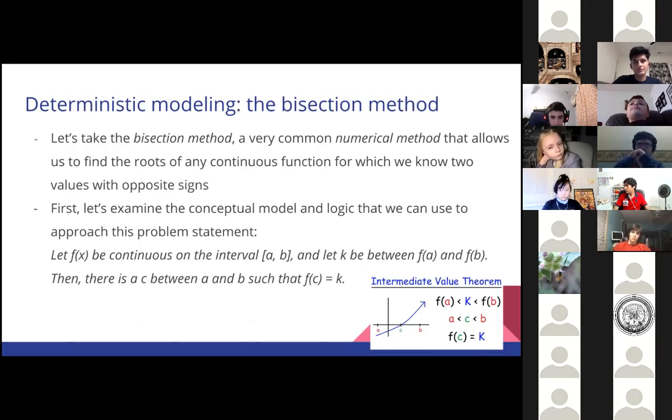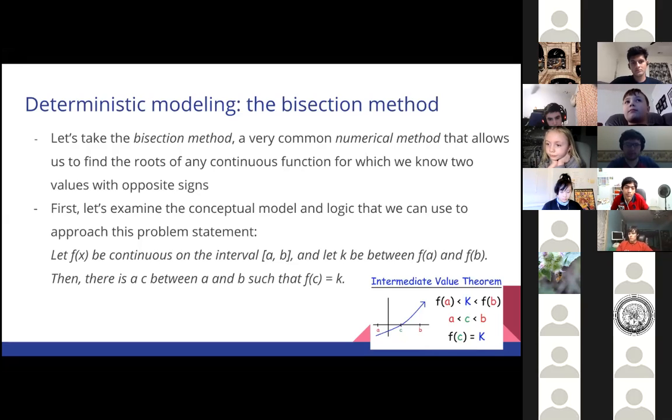So let's take the bisection method, one of the first approximation methods. It's a very common numerical method. It takes in numbers and iterates through them to find a numerical output that allows us to find the root of any continuous function for which we know two values with opposite signs. So first, let's examine the conceptual model and the underlying logic that we can use to approach this problem statement. Basically, we're going to need one core piece of information, and that is the theorem.